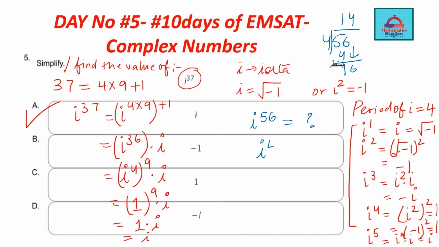Means I can write 4 multiplied with 14. So this is i to the power 4, which is how much? 1. So 1 to the power 14. So 1 raised to a number, any power, is 1. So the answer is 1 here.